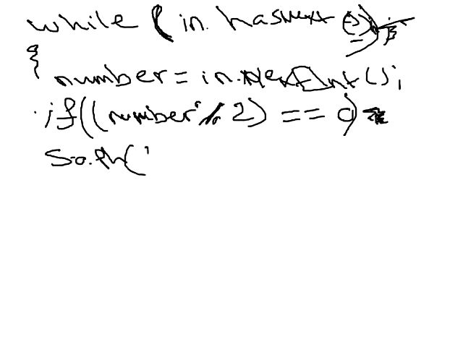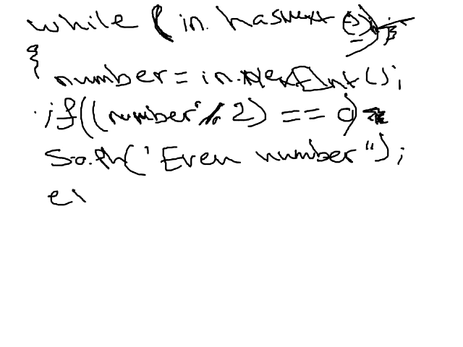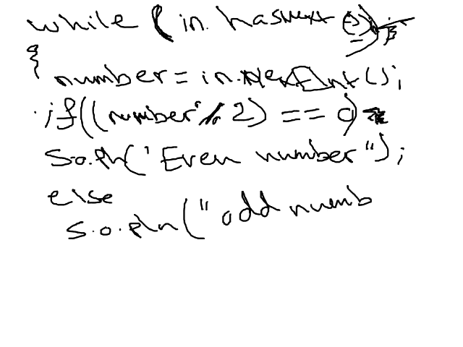So you can print a message for the user saying, even number. This is a message for the user. Else, meaning otherwise, you can say System.out.println odd number, if you want to.